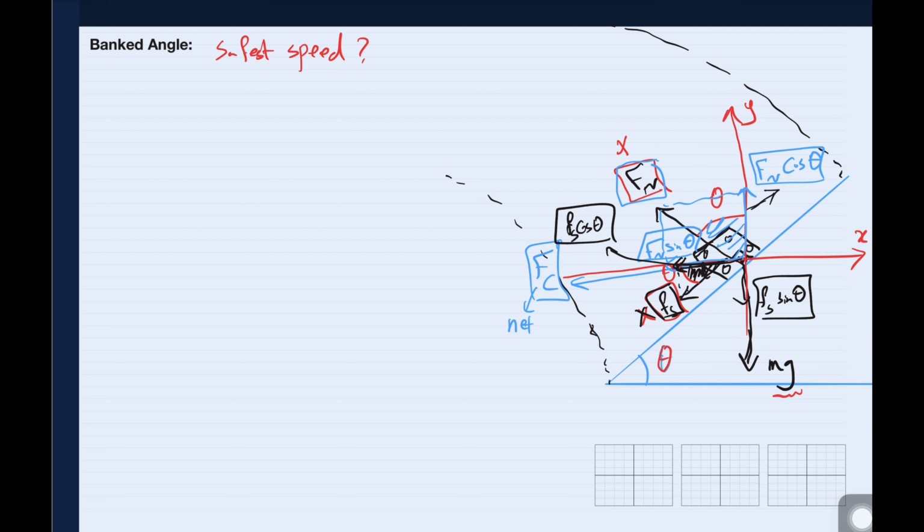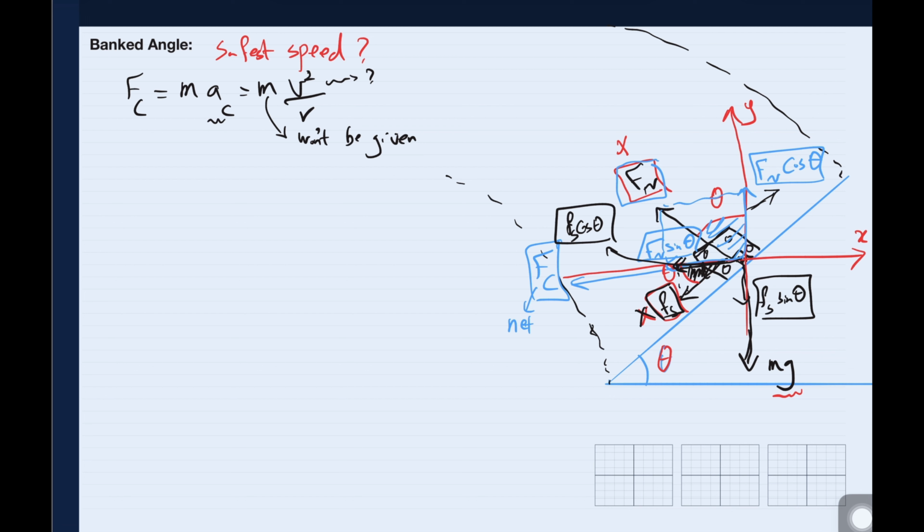Now, I have to calculate the safest speed, but how? Fc, which is centripetal force, is going to be m a_c, where centripetal acceleration a_c is going to be v squared over r. I'm looking for this speed, because this speed will give you the safest speed. In such questions, usually the mass won't be given.